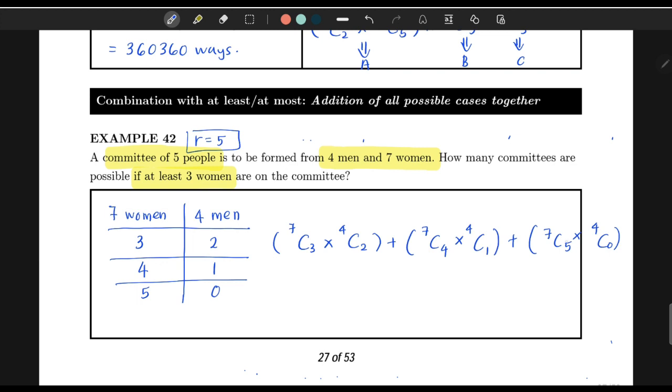So all members, we choose women. Okay, so what is the answer? The number of committees possible is 371 ways. Is it clear?